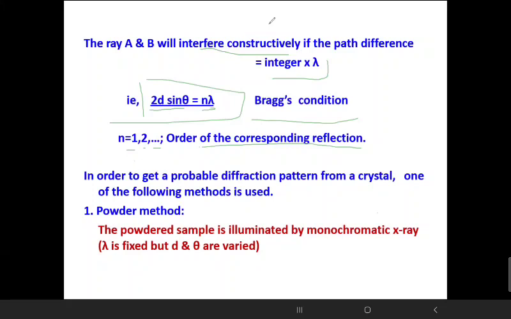There are three types of diffraction methods you can observe. In order to get a diffraction pattern, one of the following methods can be used. The first method is the powder sample method. In the powder sample method, lambda is fixed; we are using monochromatic light. Monochromatic light means light which contains a single frequency or single wavelength.